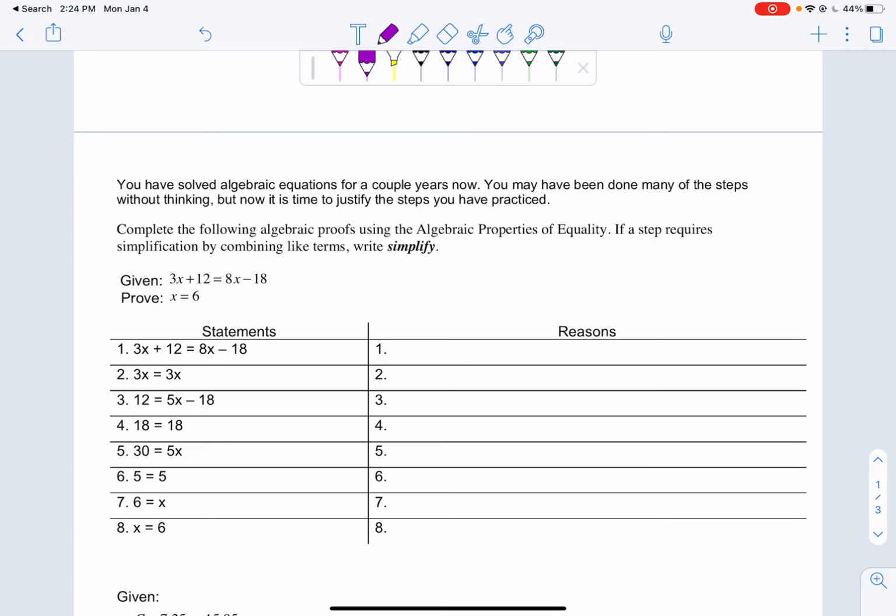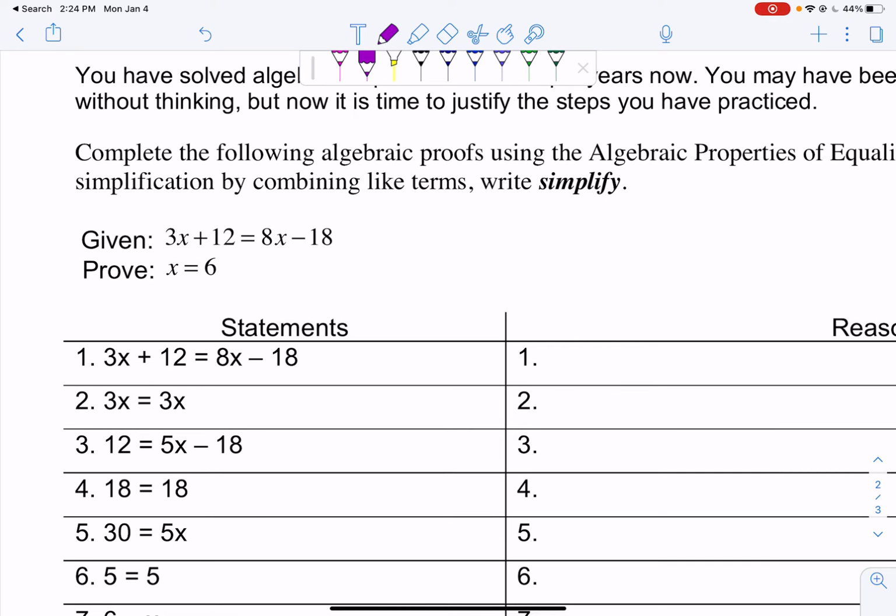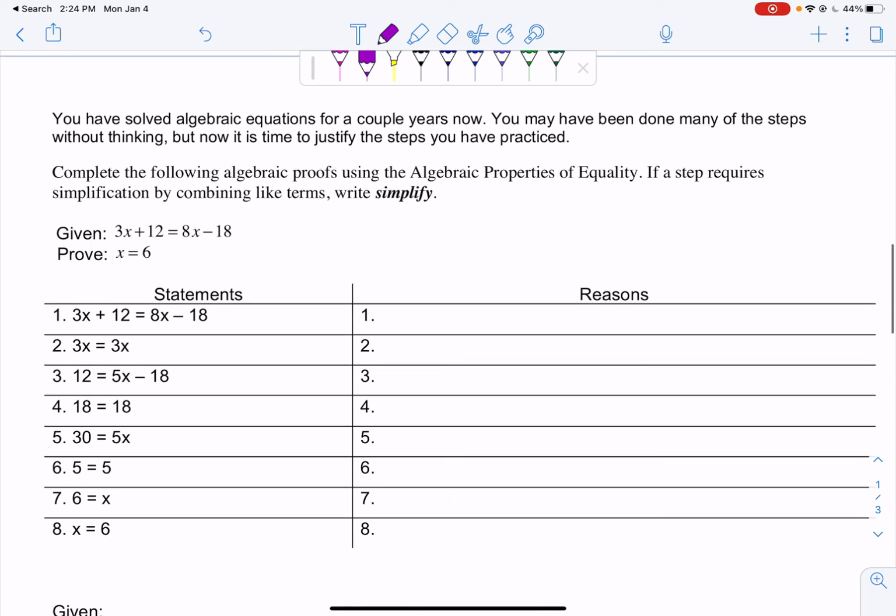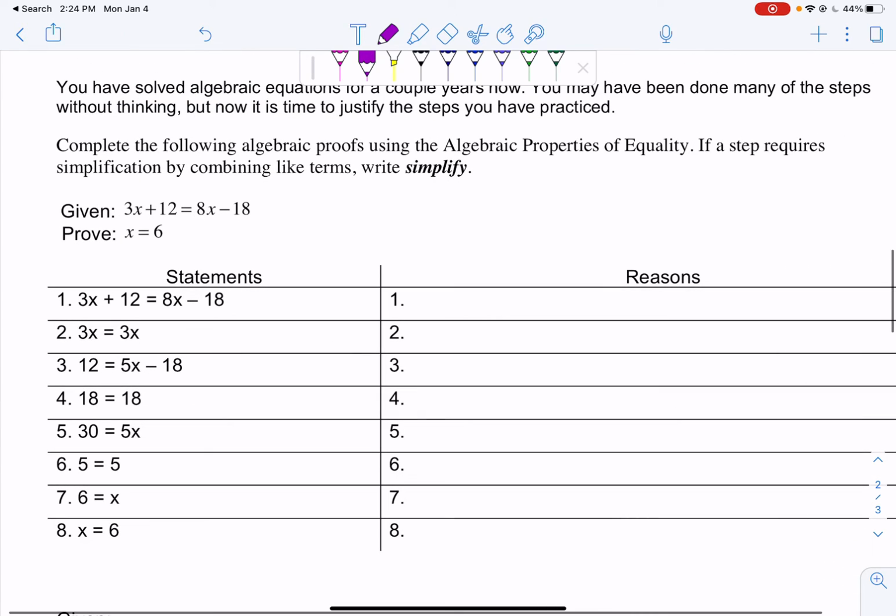So what we're going to do is we're going to complete the following algebraic proofs using the algebraic properties of equality. If a step requires simplification by combining like terms, you can write simplify it, or you can just write combine like terms. I'm not going to be very picky with that. So in this question, we're given the equation 3x plus 12 equals 8x minus 18, and we want to prove x equals 6. Well, if you look, this is a fill-in-the-blank algebraic proof because we have all of our statements written. We just need to write down our reasons.